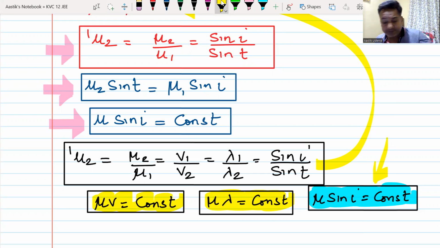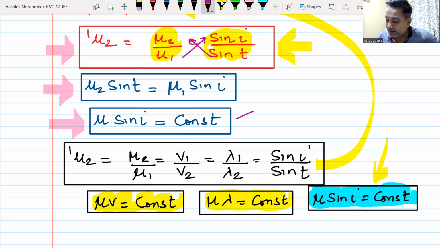We all remember this? Beta, once explain why mu sin I equals constant. Because of Snell's law. Here, mu2 by mu1 is sine I by sine R. You just cross multiply and you get them as constant. This goes here and this goes here. So we get mu into sine I is constant. Just cross multiplication, nothing else.